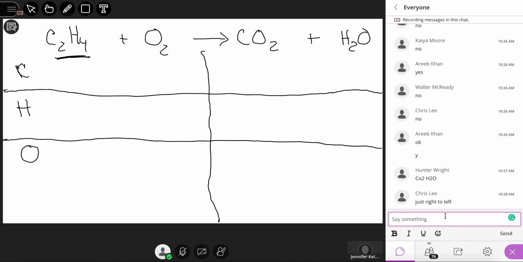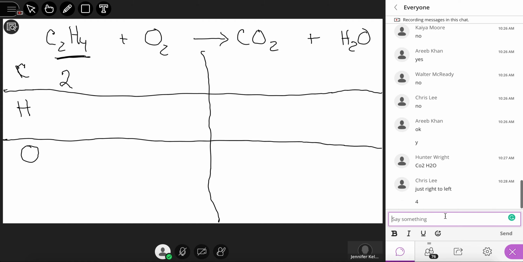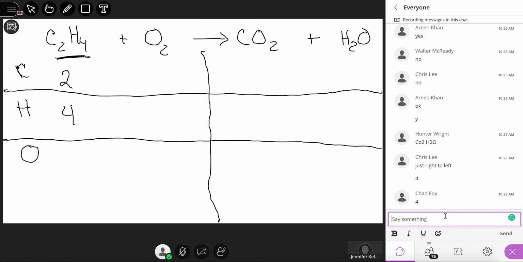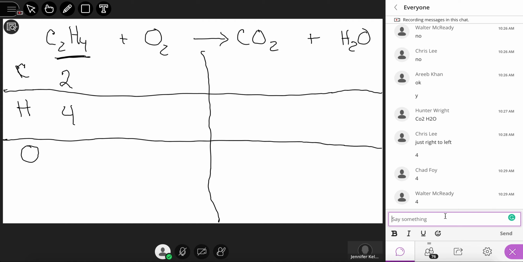Yeah, right. Actually, it would be right to left, unless, of course, they put the oxygen first, but that's very rare. So, yeah, right to left. All right, so on the left, we have 2 carbon. How many hydrogen do we have on the left? How many oxygen on the left?